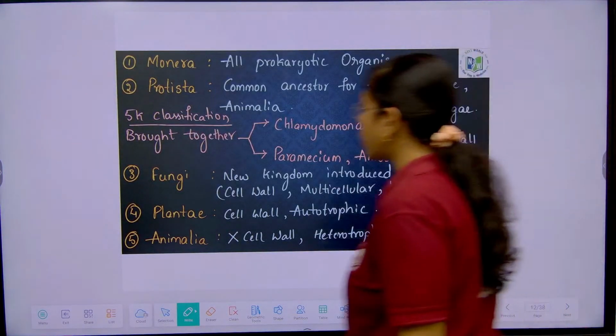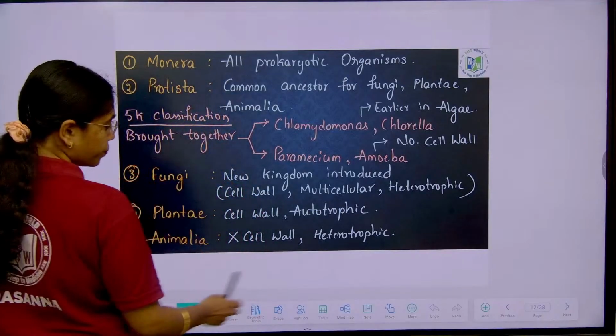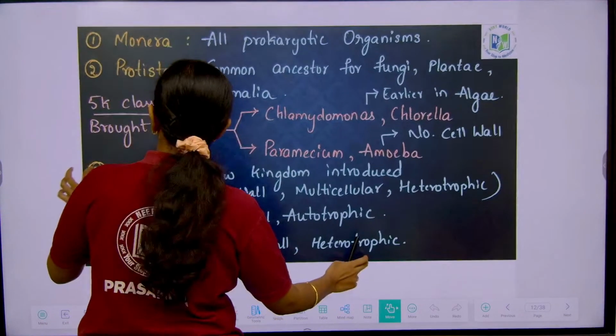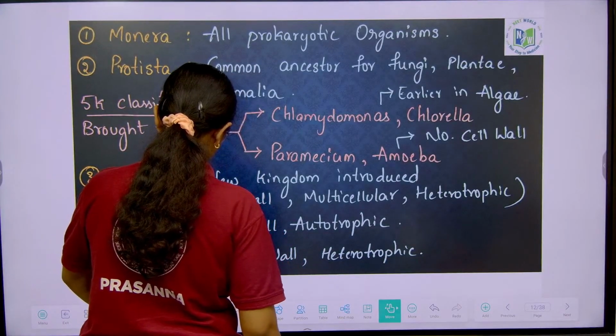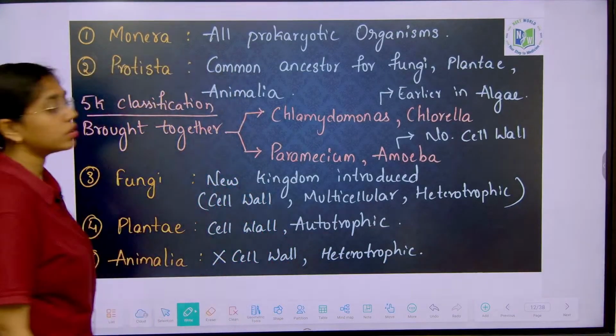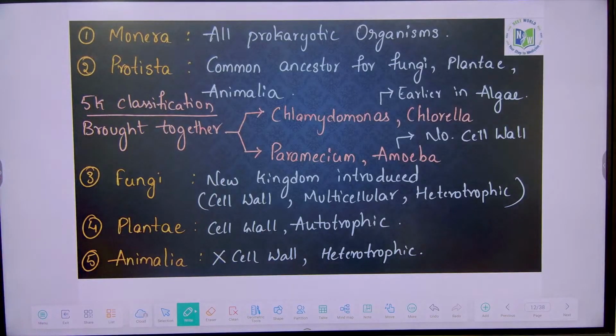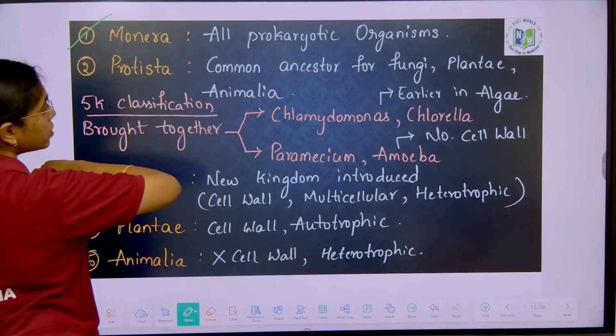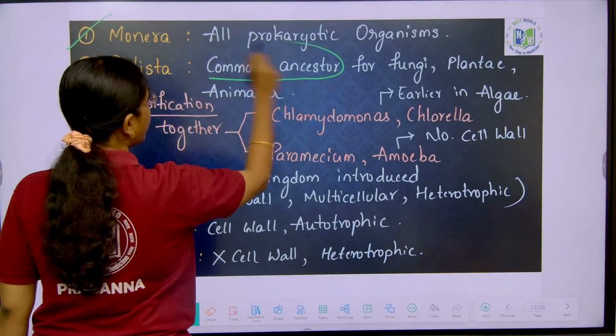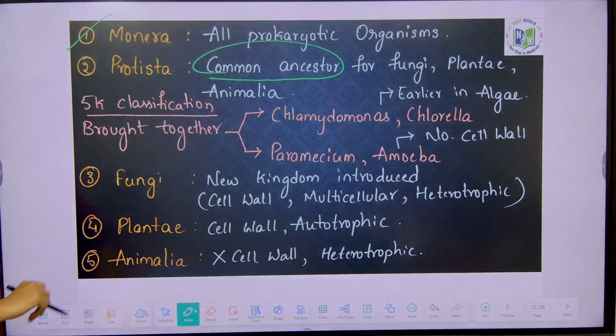So, here are the NCERT lines. Monera includes prokaryotic organisms. Protista is the common ancestor for fungi, Plantae, Animalia.